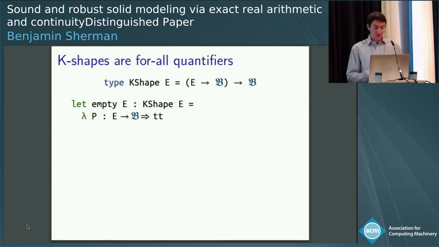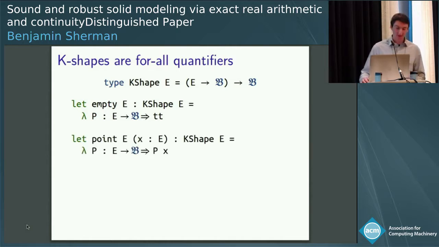So here, when does P hold of no points? Well, when does P hold for everything in the empty set? Well, always. So we return true. Easy enough. Okay, so now we can do point, that return of the monad.